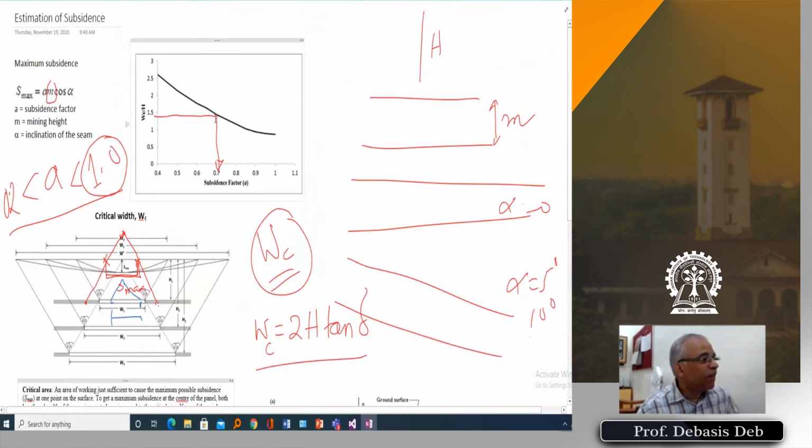If you go here, wherever I have given, their average A factor was close to 0.65 to 0.7. So in other words, if they are mining 2 meters, they will be seeing about 1.3 to 1.4 meters of maximum subsidence on the surface.